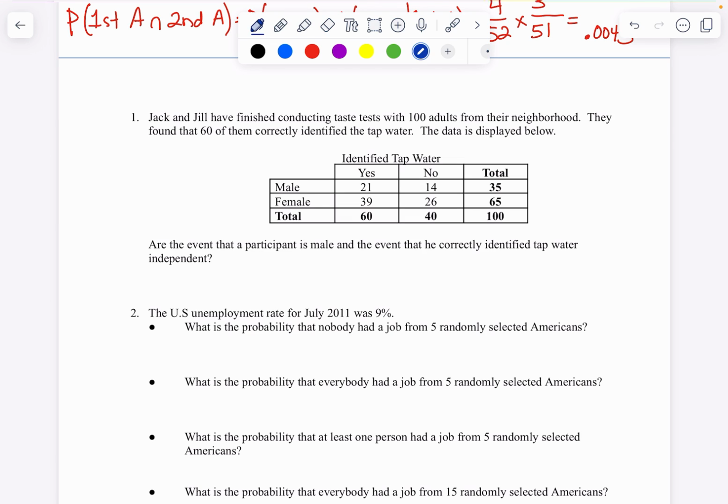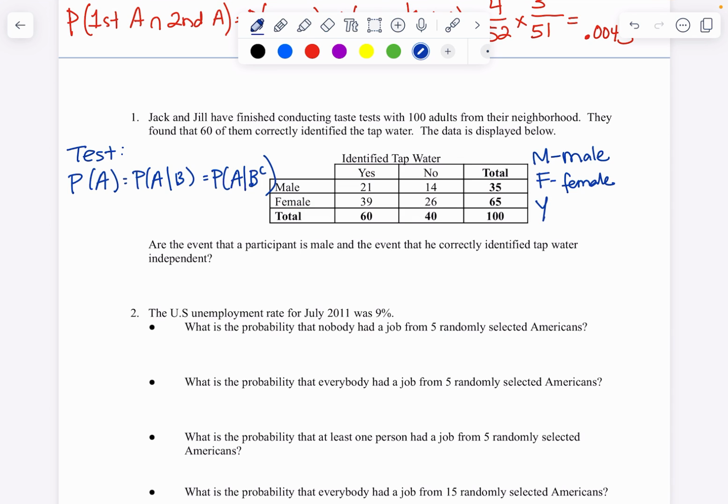Okay, well, this is our test for independence. We need to test that the probability of A is equal to the probability of A given B is equal to the probability of A given not B. I'm going to create some notation. I'm going to call M, that means male. F is going to mean female. And I'm going to use the letter Y to basically mean that they identified it correctly, like as in, yes, correct.